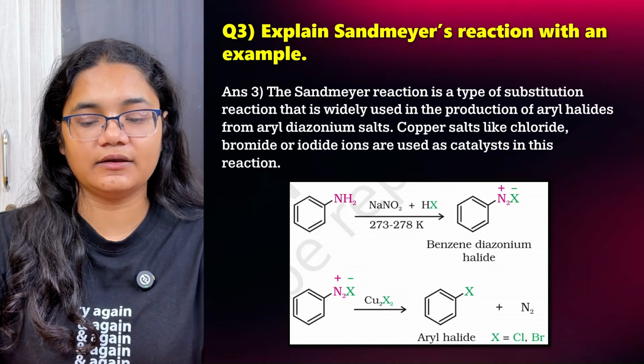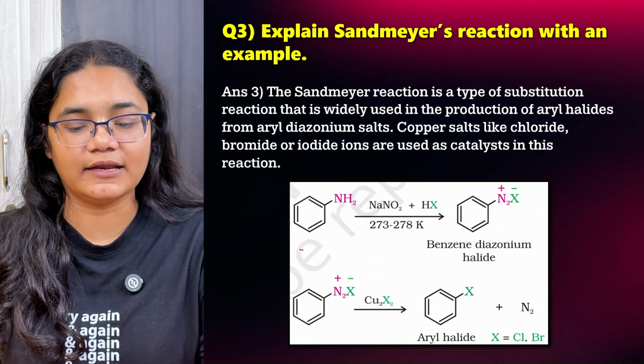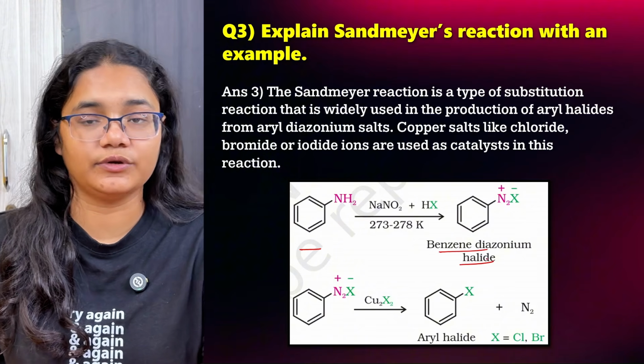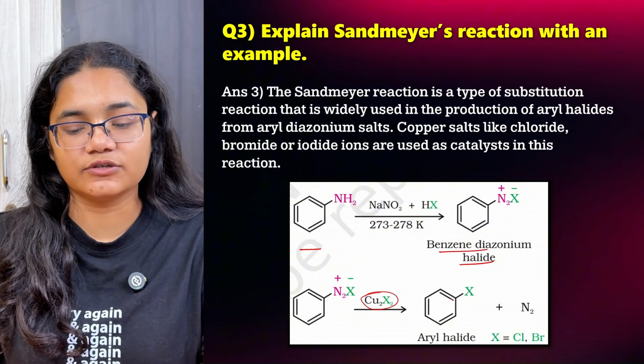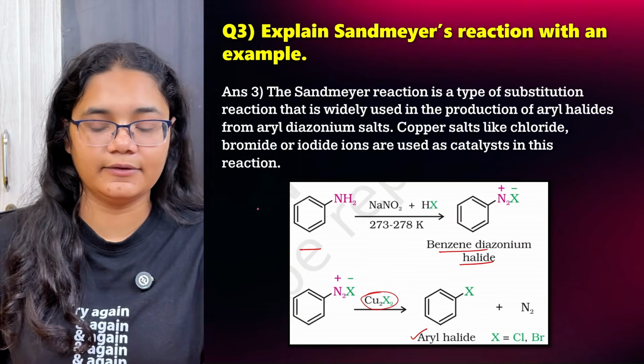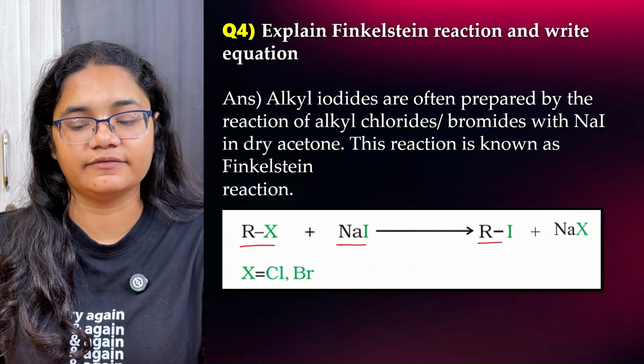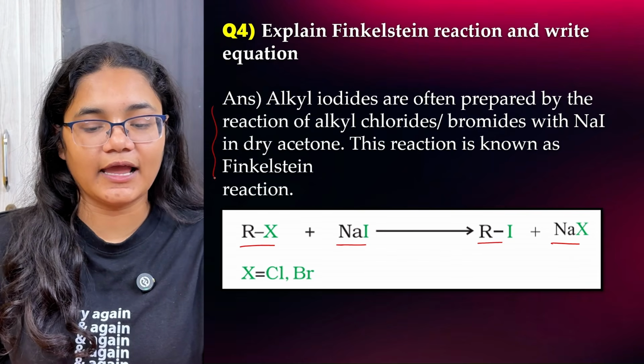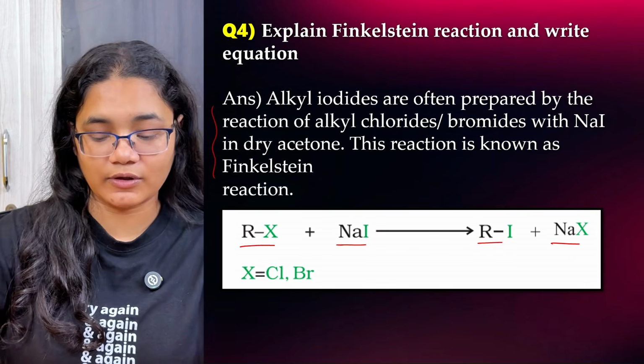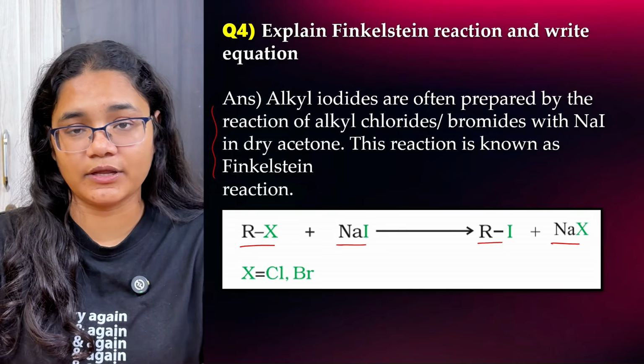Next, we have Sandmeyer reaction. Here aniline first gets converted to benzene diazonium chloride, which reacts with the salts of copper to form aryl halide. Next, we have Finkelstein reaction. So RX plus NaI gives you RI plus NaX. Alkyl halides react in presence of sodium iodide.